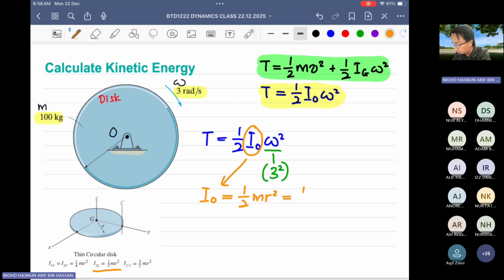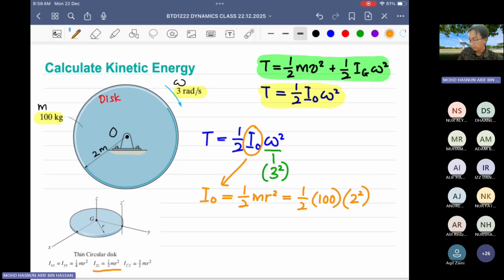So we have here 1 over 2. M is 100, which is given. And R is not given here. It must be missing in the question. Let me see. R here is 2. It is missing in the picture, so let's put 2 meter here. R is 2, so now what we have here is 2 square.